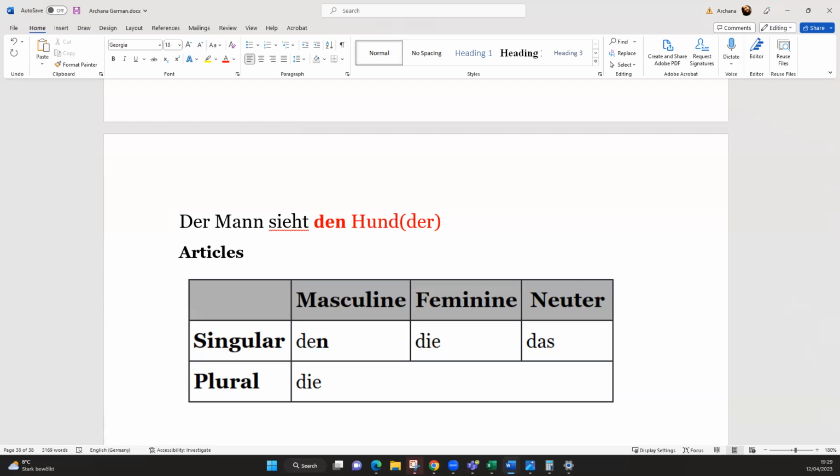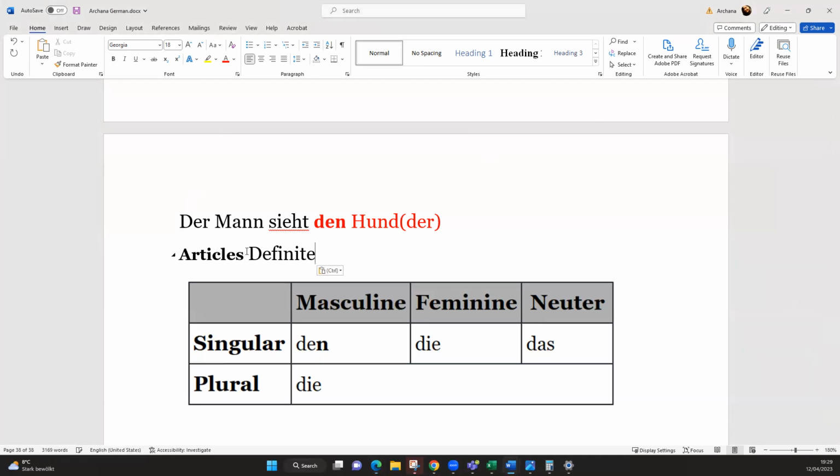So articles are of two types. You know that there is the definite article. Now I spoke about this: it is the definite article.